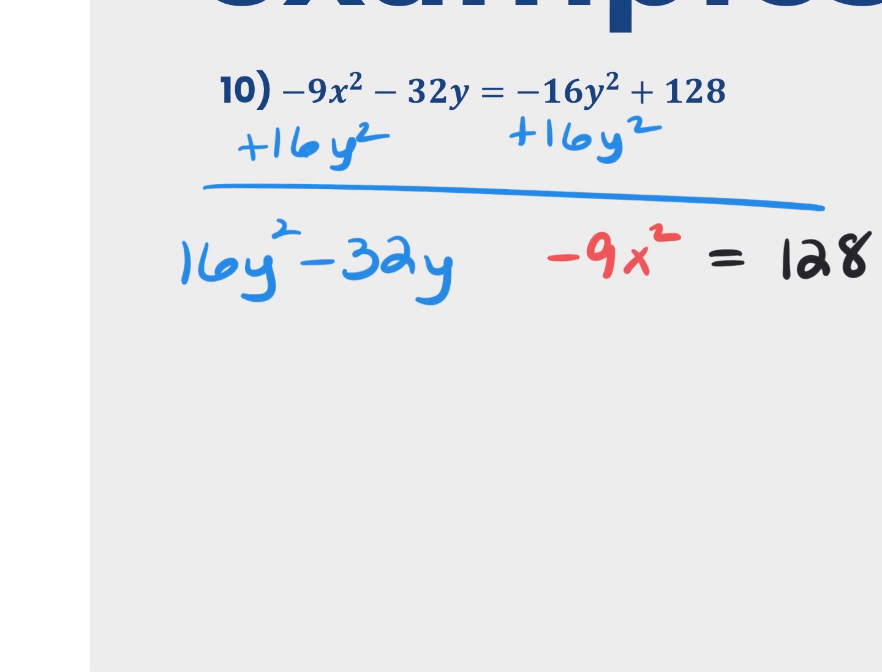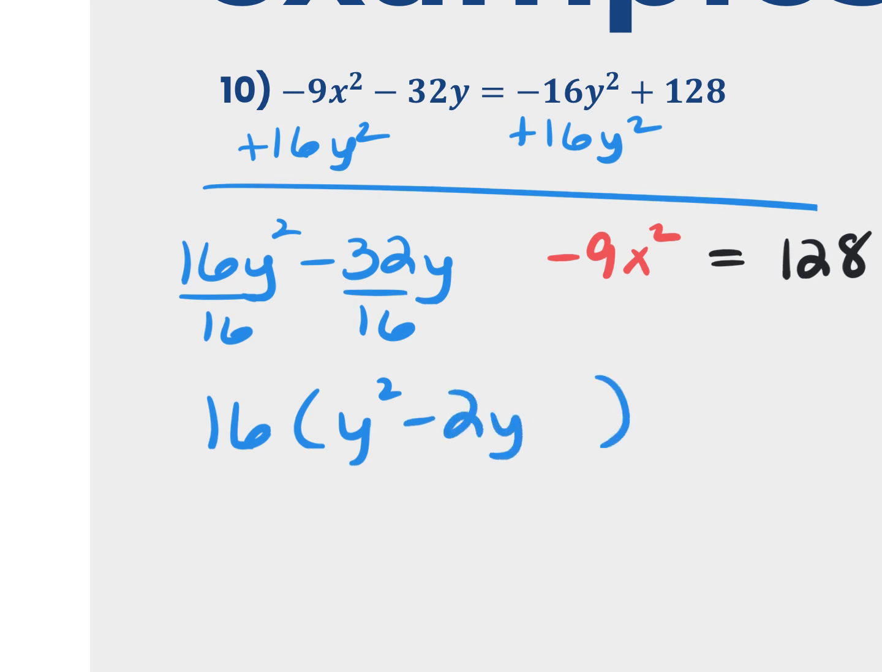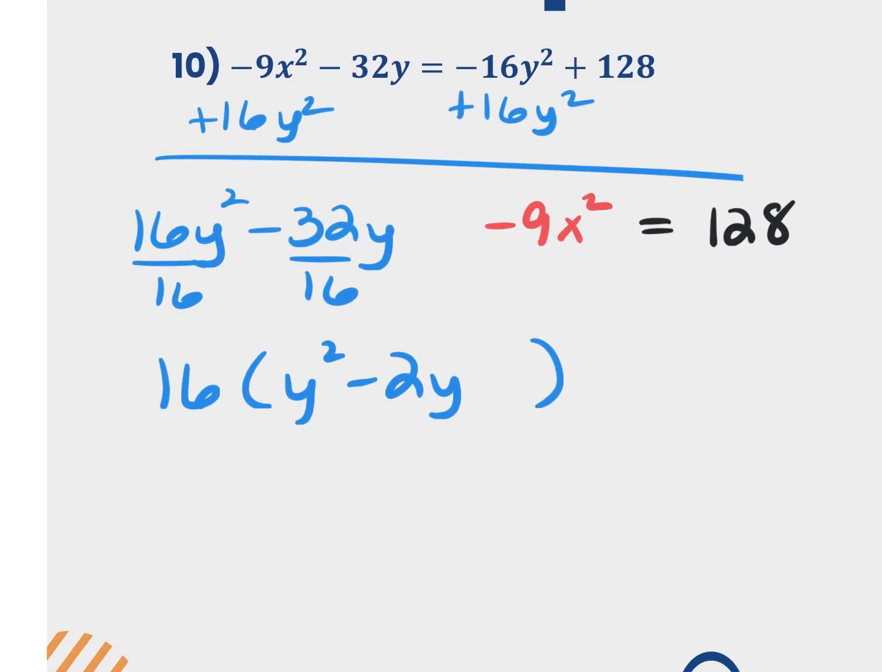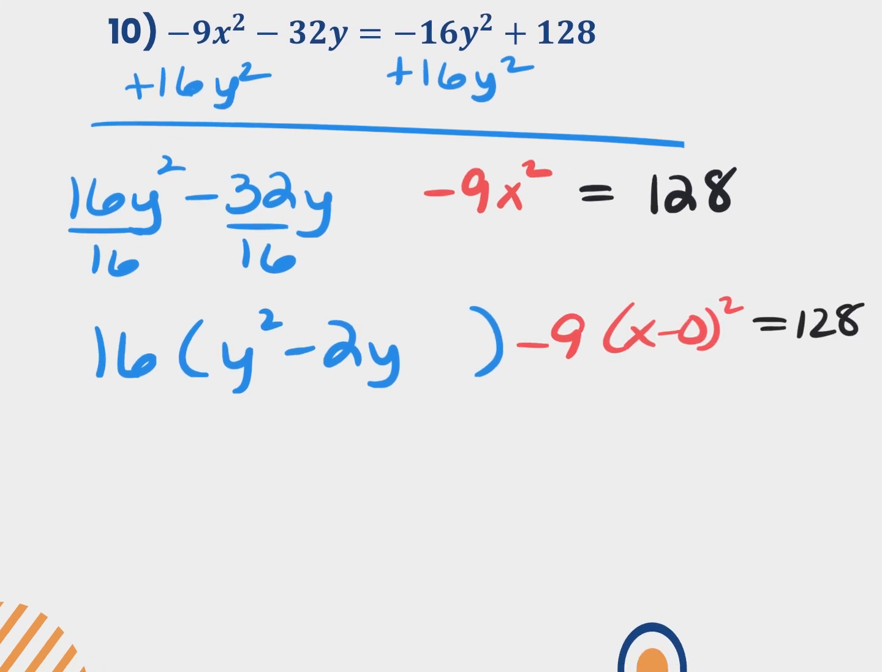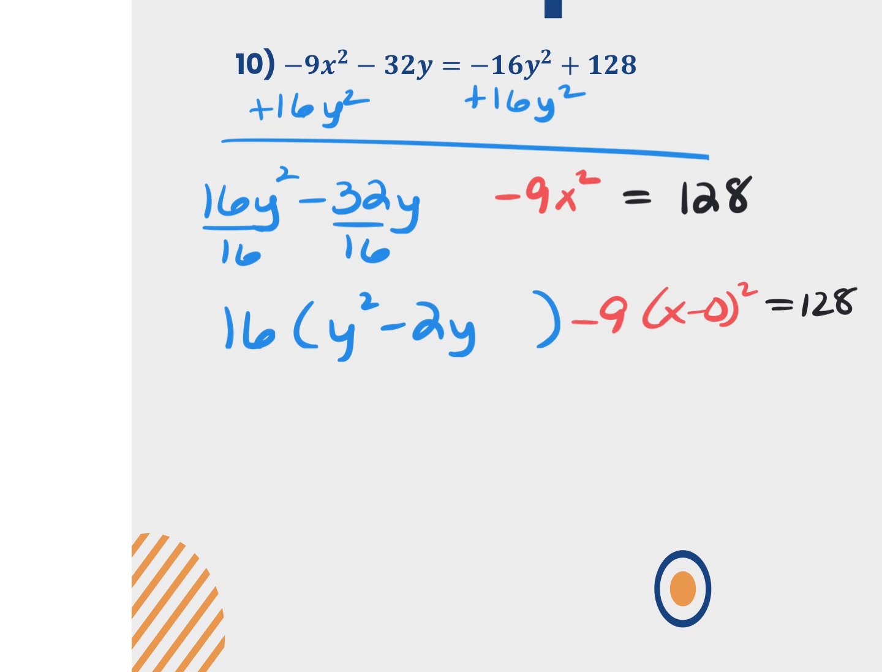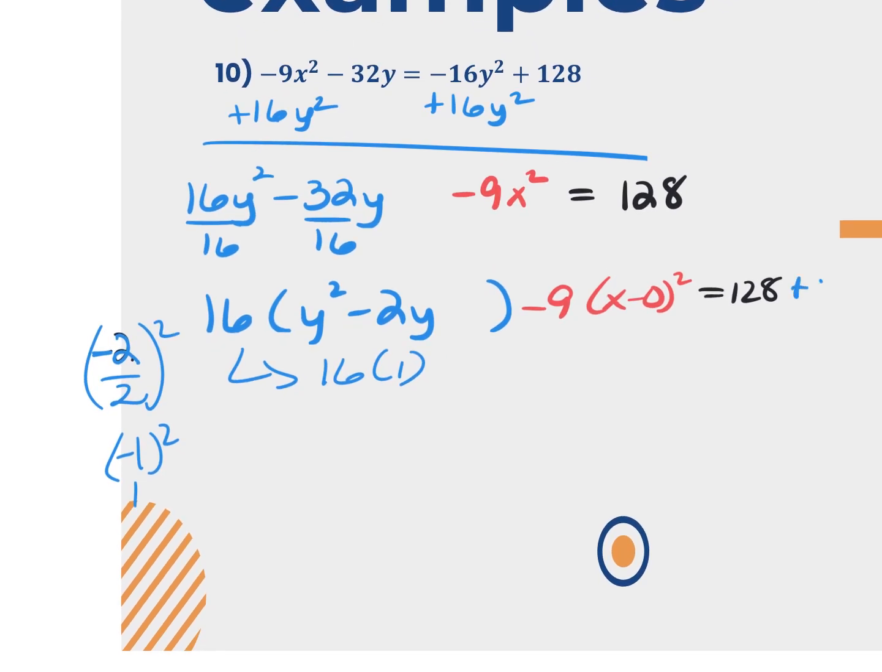Can't have a 16 in front of that y squared, so divide by 16. So 16 y squared minus 2y, leave a blank space. For the 9x, I could go ahead and do the x minus 0 squared because there's no b. And then the 128. For the blue, take the b term, that negative 2, divide it by 2 and square it. So negative 1 squared is positive 1, but remember, we factored a GCF out, so I got to times it. So I'm going to be adding 16 to the other side.